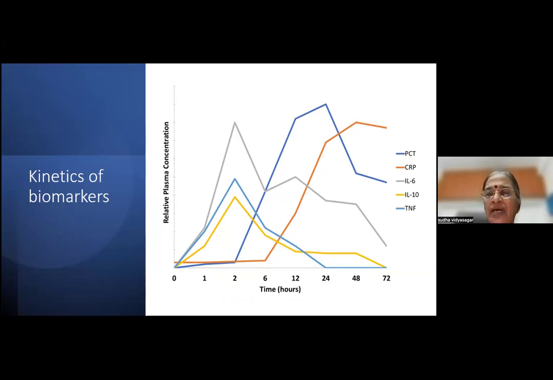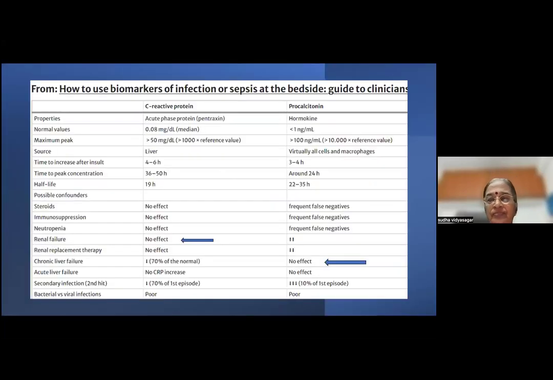So remember that the procal can go up in about 6 hours and peak in about 24 hours, whereas the CRP peaks at 1 to 2 days. Again, the fall also: procal will fall within 24 to 48 hours once you start treatment. The CRP may take 2 to 3 days to fall. That's the difference in the biomarkers, and that's how you're going to use it for the diagnosis and for the de-escalation.